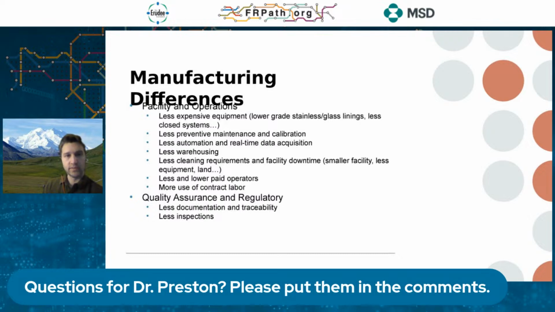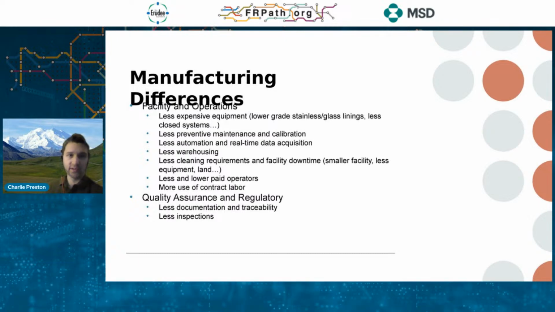So this is a slide that's really designed to speak to some information that we're aware of about the manufacturing differences that go into a tiered manufacturing situation. That can be in terms of facility and operations: it can be less expensive equipment being used in the manufacture of products for a low regulatory environment, less preventive maintenance and calibration, less automation and real time data acquisition, less warehousing, less cleaning requirements, less and lower paid folks working in the facilities. And there can also be differences in quality assurance and regulatory. This is just giving a flavor. There may be others, but less documentation and traceability, less inspections.